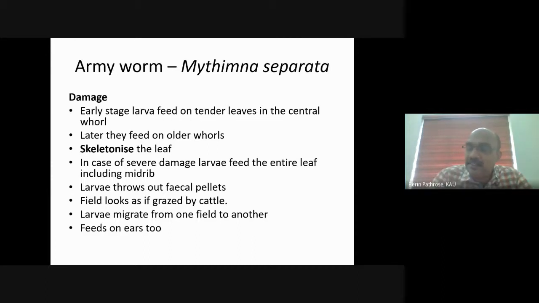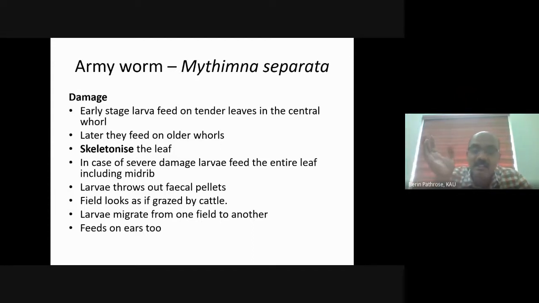As the name indicates, we usually have huge numbers of this insect when we see an outbreak of Mythimna separata. The early stage larvae feed on the tender leaf. Later it will shift to older leaf. In the tender leaf, the early stage larvae skeletonize the leaf. It feeds on the green matter. But later stage larvae feed on the leaf completely. It will completely defoliate the plant.